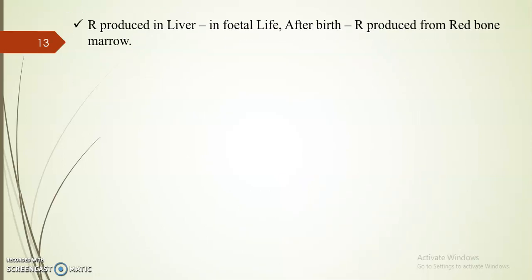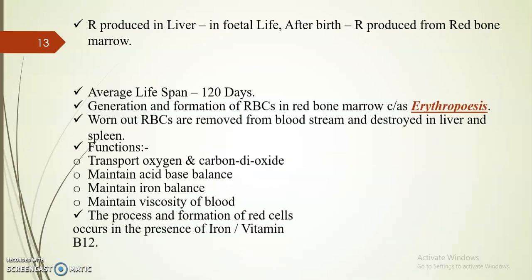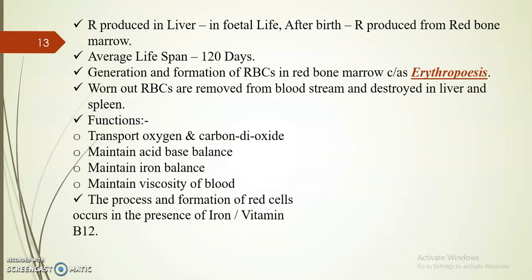They are produced in the liver in fetal life, and in red bone marrow after birth. The average lifespan is 120 days. The generation and formation of RBCs in red bone marrow is called erythropoiesis. Old RBCs are removed from the bloodstream and destroyed in the liver and spleen. That means when RBCs have completed 120 days, they are removed from the bloodstream and destroyed in the liver and the spleen.